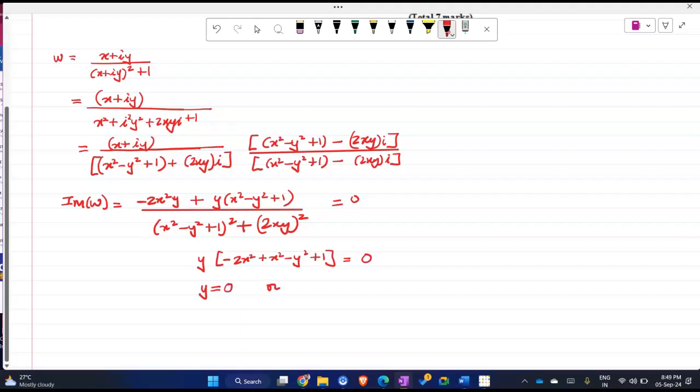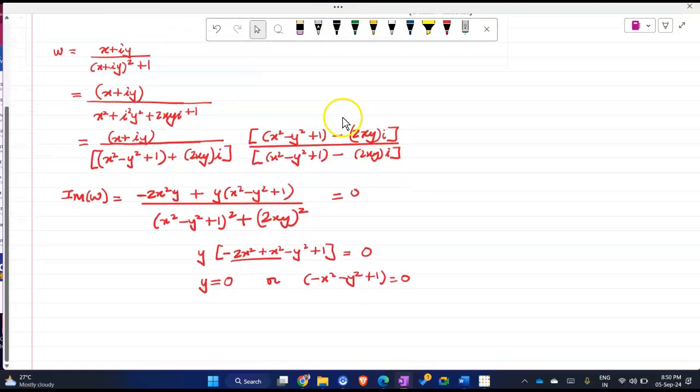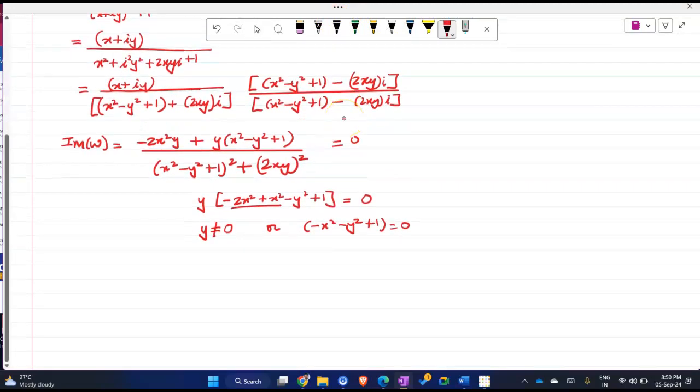Or now when you combine this, minus x square minus y square plus 1 is equal to 0. Correct? Now they've said that y is not equal to 0. So this is not equal to 0. Therefore this is 0. Therefore x square plus y square is equal to 1. Now your x square plus y square is mod z, no? Because if your z is equal to x plus iy, mod z is the root of x square plus y square.